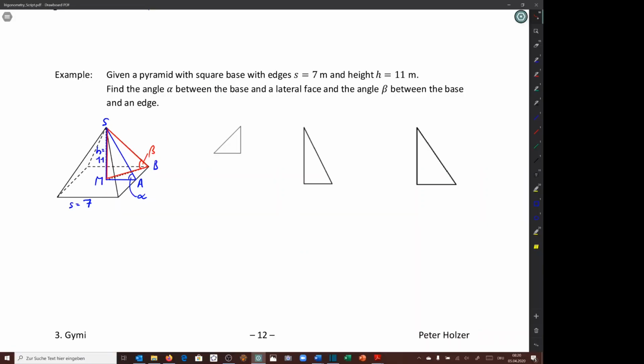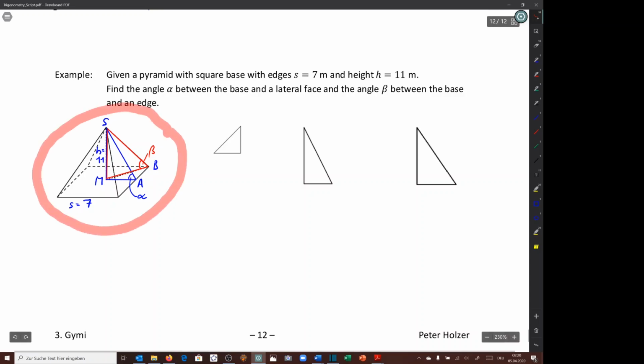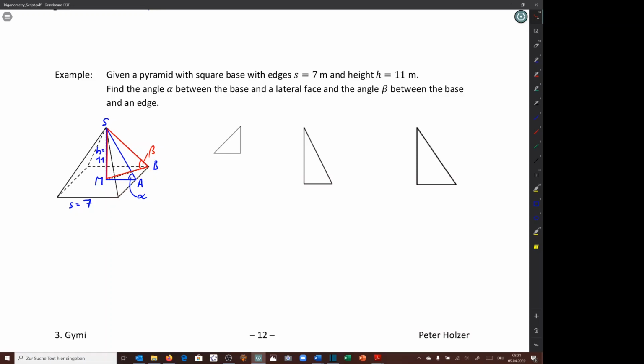Let us now look at an example. We're given a pyramid with apex S, and here we have the point B as a vertex, M is the center of the base face, and A is the midpoint of this side edge. We have to find the angle alpha between the base face and the lateral face, Grundfläche und Seitenfläche, which is this angle here. And the angle beta between the lateral edge, Seitenkante, and the base face, Grundfläche.